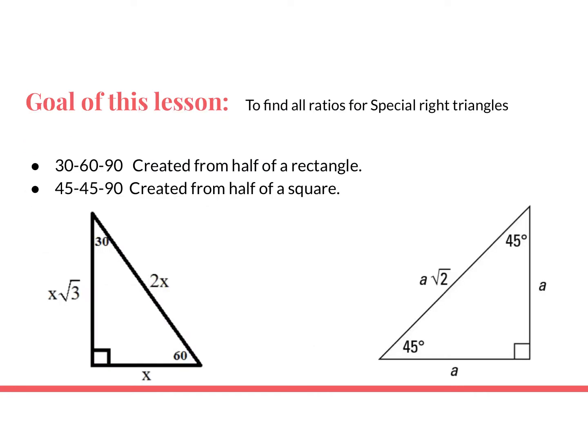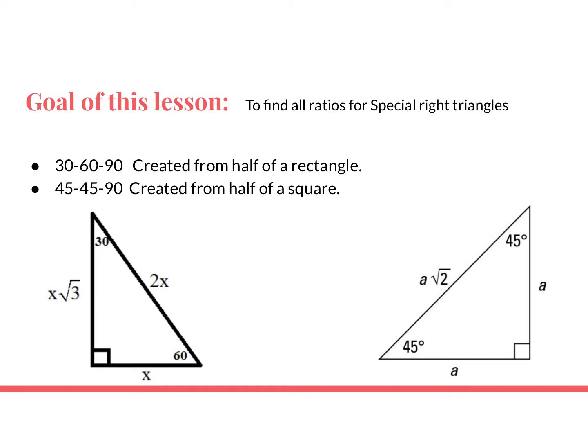From Geometry and Algebra 2, you learned about special right triangles. Remember, we have two types of special right triangles: a 30, 60, 90 triangle, which is created from dividing a rectangle in half, and a 45, 45, 90 triangle created by dividing a square in half. Based on those angles and proportionality, the sides will always have the same ratios.